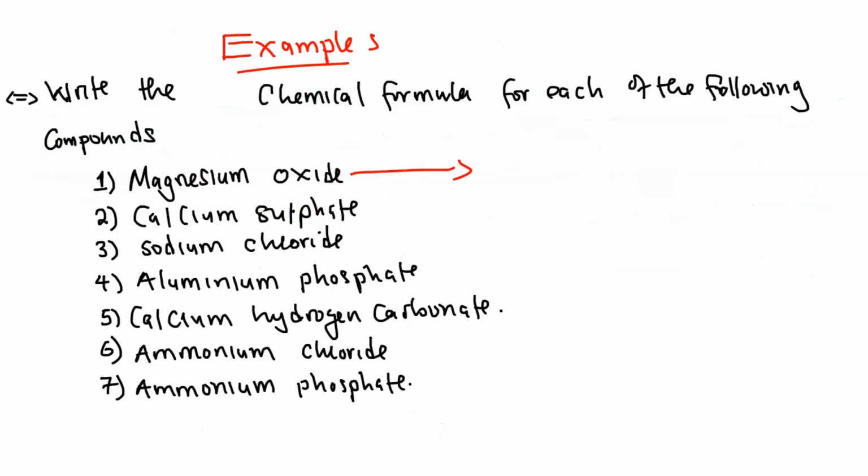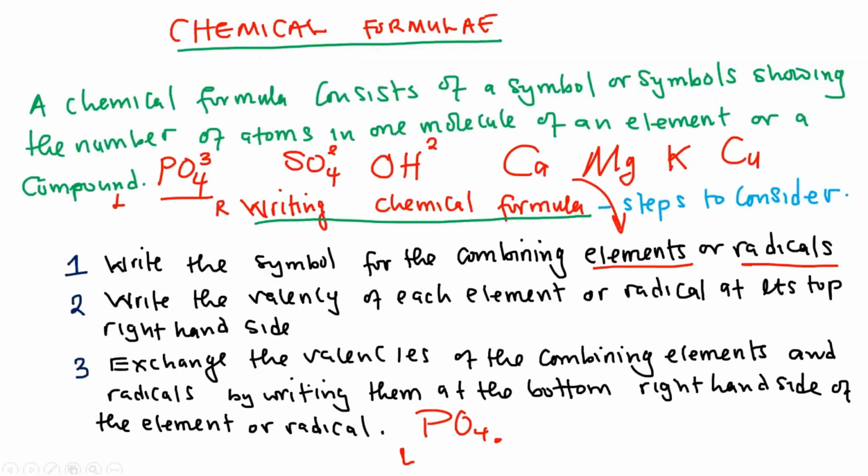Magnesium oxide. So what are the combining elements here? Or if at all radicals, if they are there. What are the combining elements? Magnesium, oxide. Oxide we said is what? Oxygen. Magnesium is an element, it's a metal. So now, we know that magnesium is Mg. Then next to it we write oxygen. Just write O, just like this. Okay, don't write O2, just write O, oxygen. Then what is the second step?